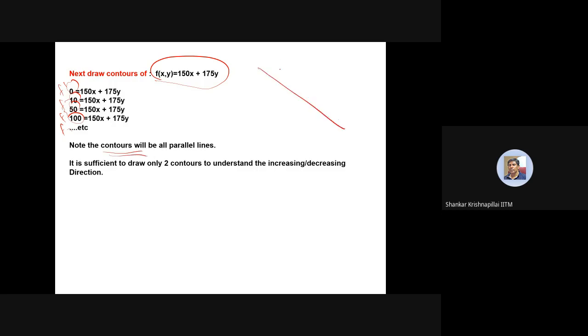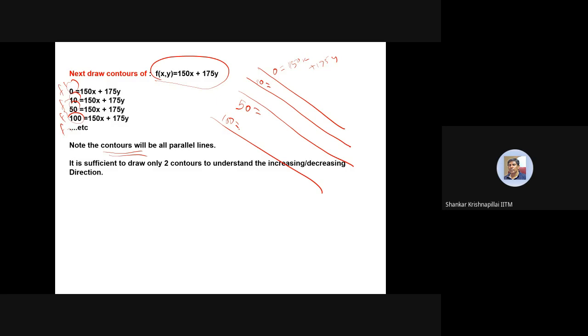Like this line is 0 equal to 150x plus 175y. Another line will be 10 equal to this 150x plus 175y. Another line will be 50 equal to the same thing. Another line will be 100 equal to.